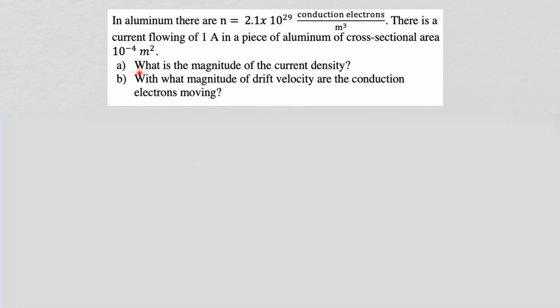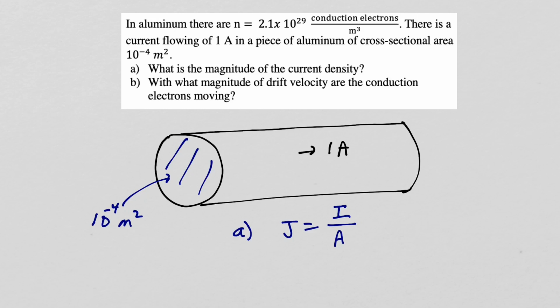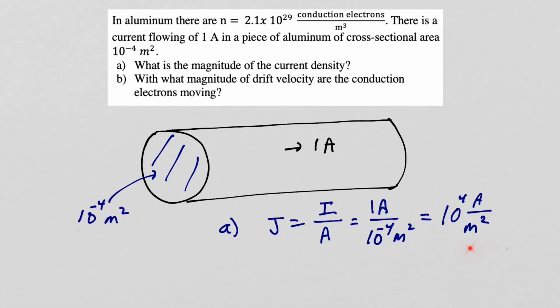So the first thing we're asked to find is the magnitude of the current density. The current density is the number of amps flowing per unit area, so it's just the ratio of the current flowing to the cross-sectional area of the conductor, or 10 to the 4th amps per meter squared.